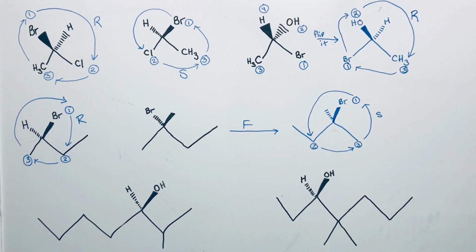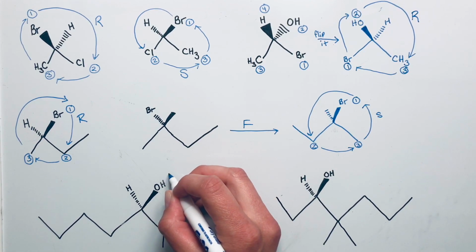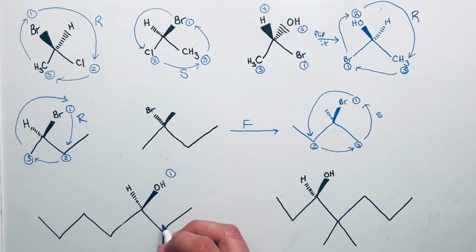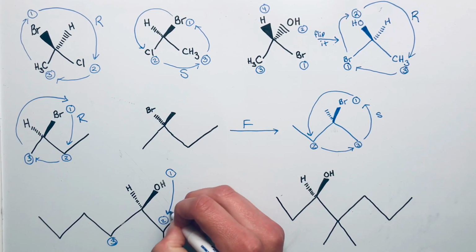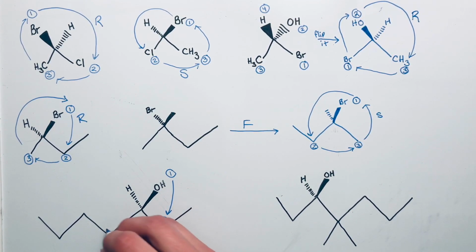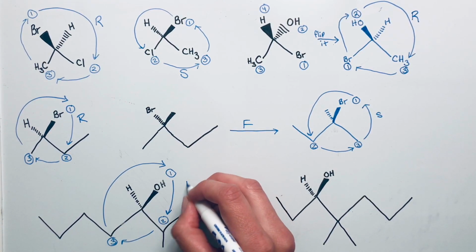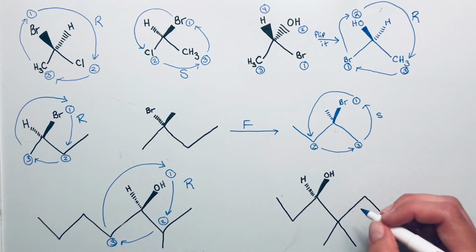Okay, last row down here. All right. Let's see what we got. Everything looks good. Let's see, this is going to be 1. This down here is going to be 2 and 3. Okay. There. Okay, that is going in a clockwise motion. So R.